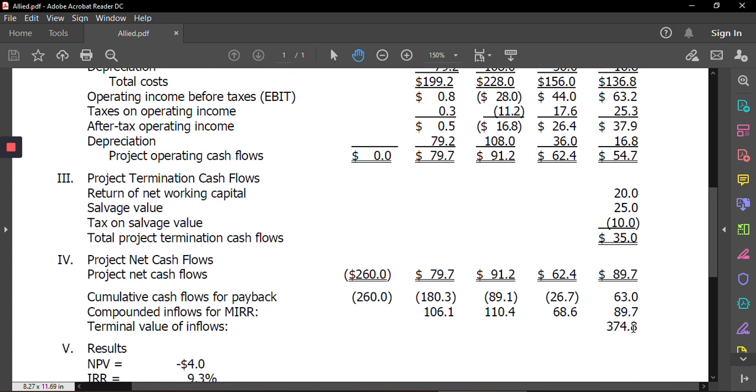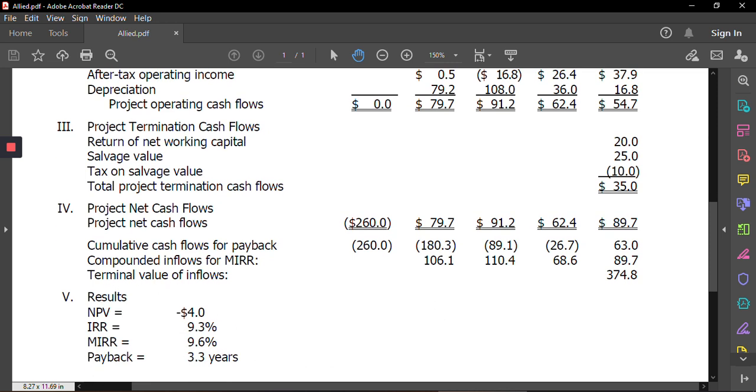And then you have the MIRR and IRR calculations. By now you're already well versed, right? So you already have the cash flows. Next you calculate your IRR. Try it out and make sure you get NPV equals -4, IRR 9.3, MIRR 9.6, and payback 3.3 years. Alright, so make sure you try this.